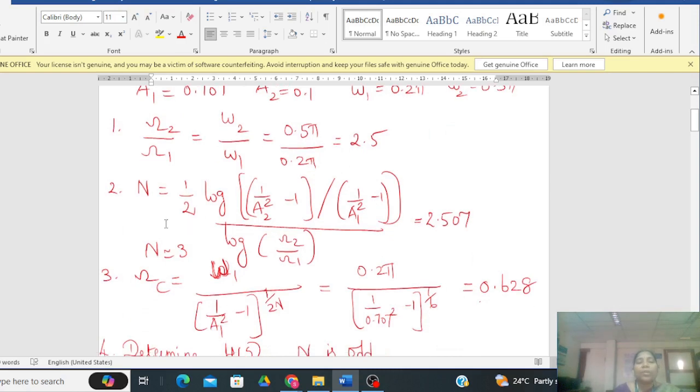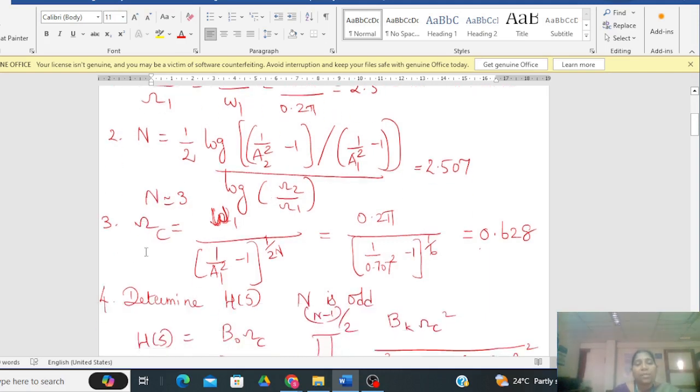The next step, you have to determine the order of the filter. The formula is n equal to 1 by 2 of log of (1 by A2 squared minus 1) divided by (1 by A1 squared minus 1), the whole thing divided by log of omega 2 by omega 1. This omega 2 by omega 1 we have already found out in the previous step. So in this formula, if we substitute the A1 value, A2 value and omega 2 by omega 1 value, we will be getting n as 2.507. Then we have to round off to the equivalent integer, so it will be n equal to 3.